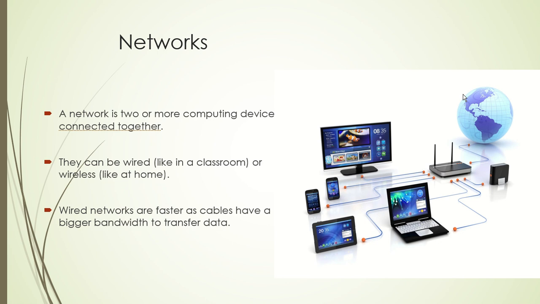So a network can be wired. That's where all the computers are connected together through cables. Quite often you'll see this in a classroom or an office. And they can also be wireless. This is probably how you've got your network set up at home, that uses Wi-Fi points to transmit the data, and there's no need for cabling. Wired networks tend to be faster as cables have what's called a bigger bandwidth to transfer data.